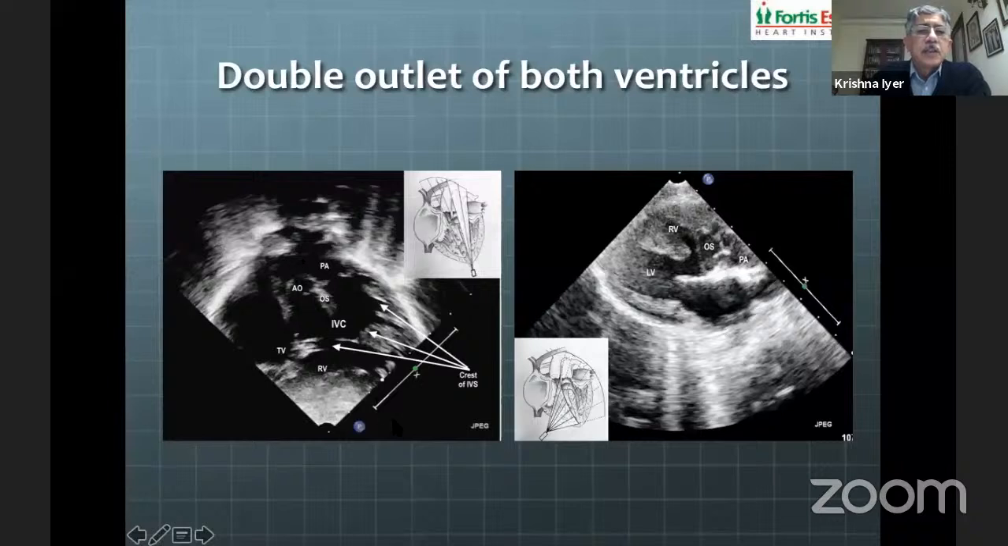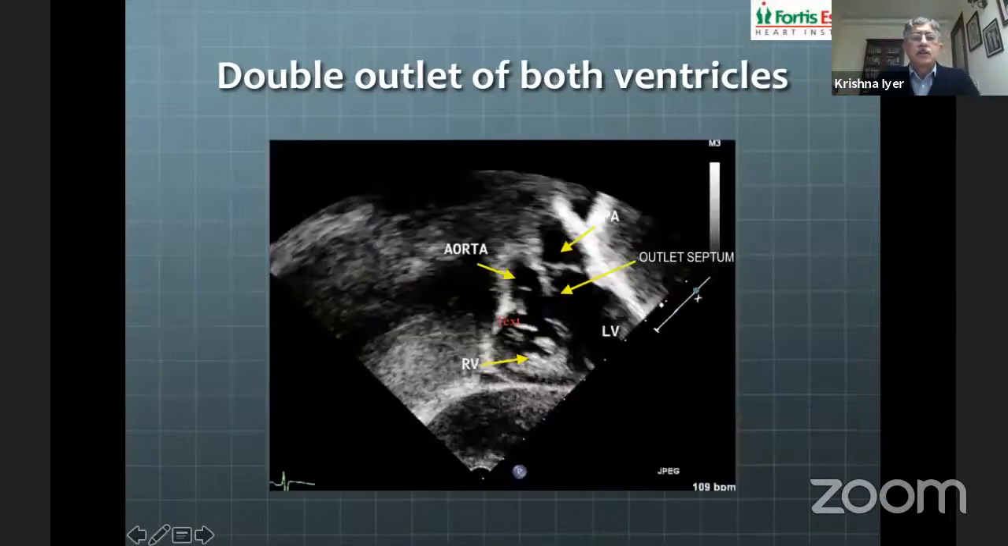If you take a cut exactly at right angles to this, this is what you see. You can see the prominent muscular outlet septum cut in cross section, the pulmonary artery lying on one side, and you can see the crest of the interventricular septum. So the outlet septum is exactly at right angles to the crest of the interventricular septum. So this is a fairly classical diagnostic feature. And what's more interesting is that when you move the probe towards different subcostal planes, you get an appearance which ranges from a double outlet right ventricle to transposition to double outlet left ventricle.